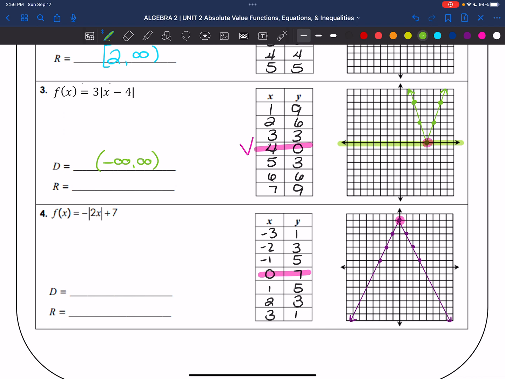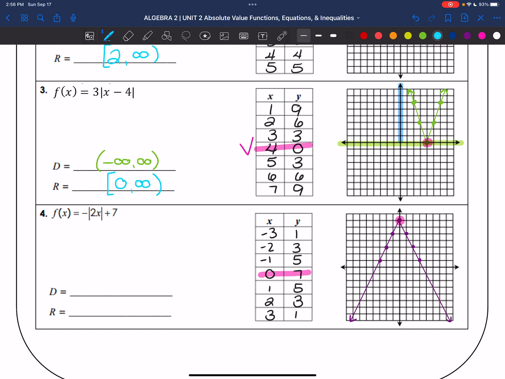And the range. How low does this graph go? What's the lowest this graph goes? Starts at 0, goes up to infinity. It actually touches 0, so we'll use a closed bracket to indicate we're including that point, but we can't actually include infinity. So we'll use a parenthesis.